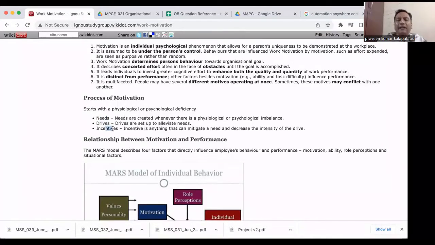And now comes the incentive. First we talked about needs, what I want to achieve. The second is the direction, the drive that I have to go towards that need. And the third thing is the incentive part of it. Once I do this, I'm going to get this, and that is how I'm going to fulfill my need. These are the three aspects of the process of motivation, right?